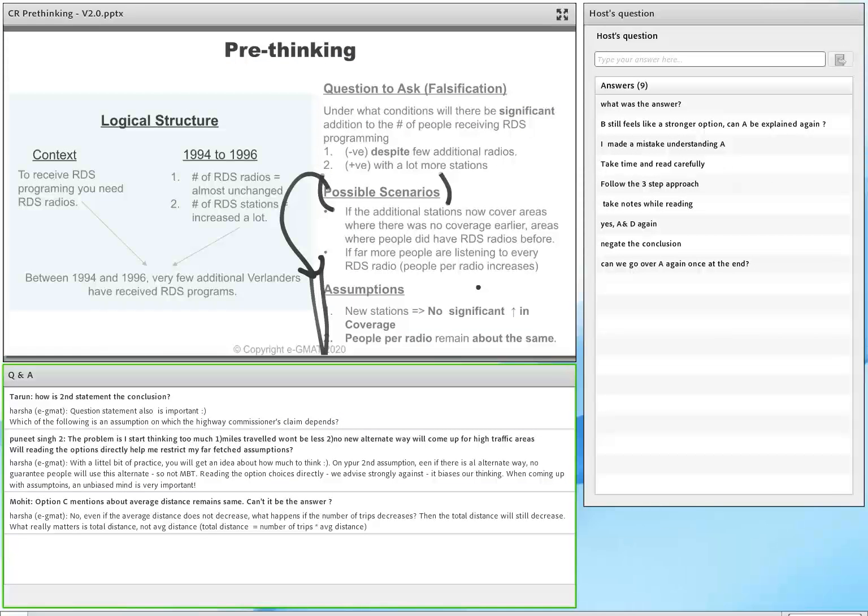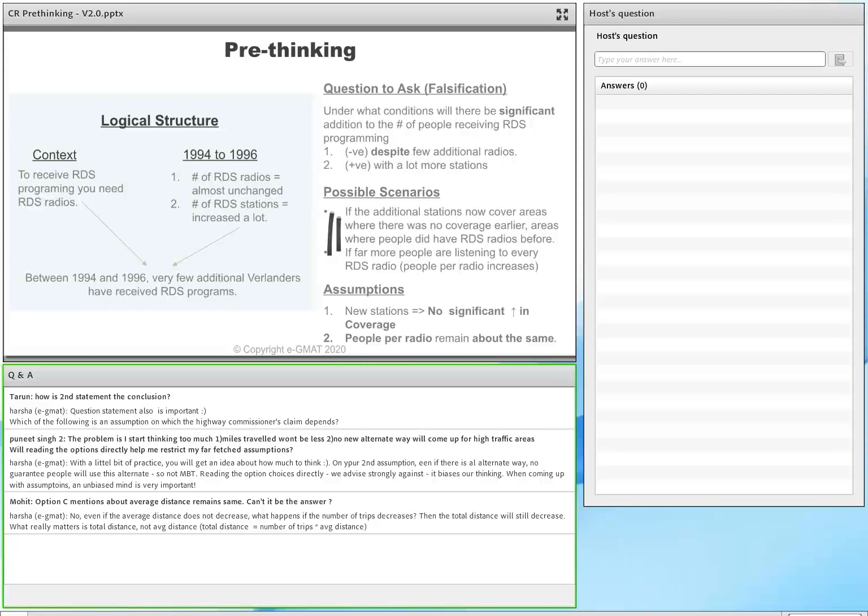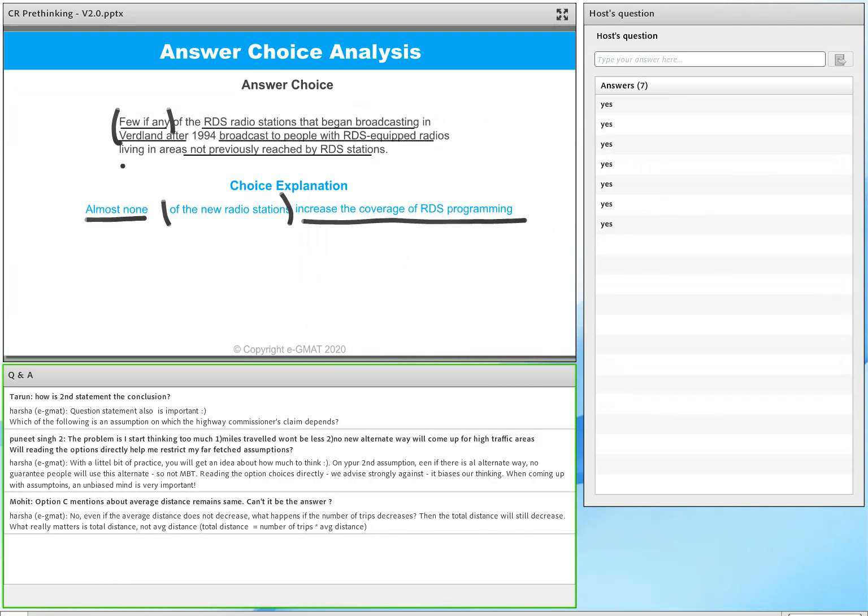First of all, how many of you, let's focus on this. You guys did the pre-thinking, right? How many of you understand that if the new stations increase coverage, my conclusion will break down? If I put these new stations and they reach people who had the right kind of radio, but were not reachable, my conclusion will break down, right? So my assumption is these new stations should not increase the coverage. They should really be put in those areas where there was already coverage. Everyone agrees with this? With that in mind, let's look at choice A and read it slowly.